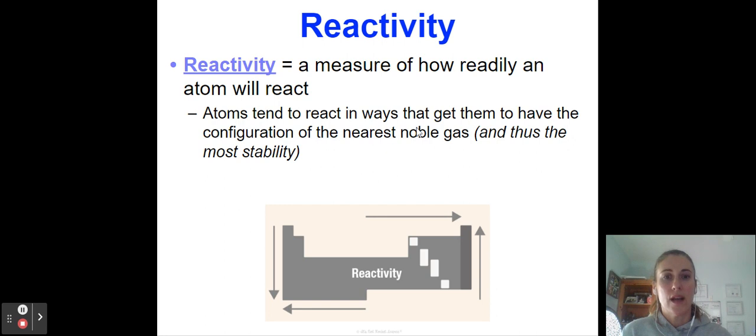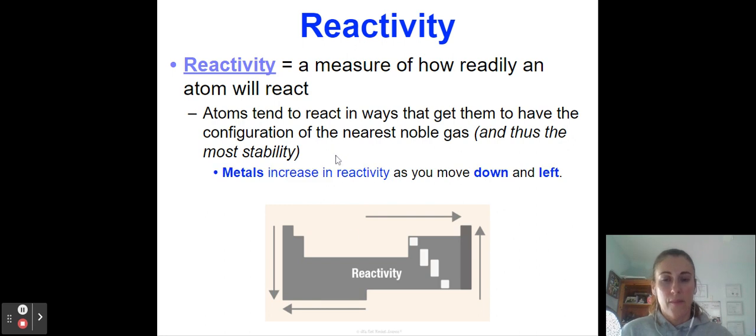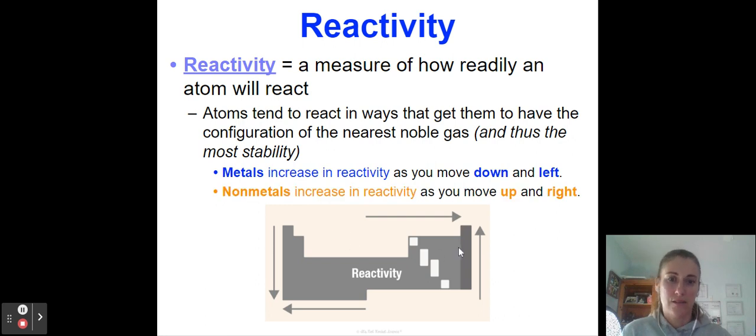So atoms tend to react in ways that get them to have the configuration of the nearest noble gas and thus the most stability. So metals increase in reactivity as you move down and to the left. Okay, so down here it's more reactive. But nonmetals are different. So when I was talking about the halogens, that's a nonmetal. And so as we go up and to the right, they're going to be more reactive. So it's like the opposite, metals and nonmetals on each side of the table.